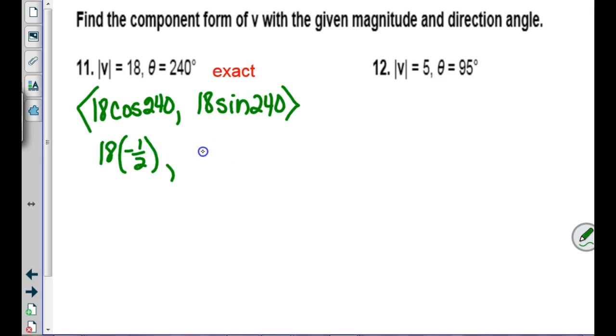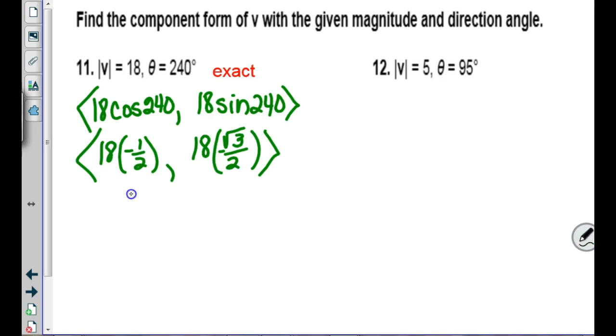And what is the sine of 240? Square root of 3 over 2. Did I get it right? Oh, yeah. I was in the wrong quadrant. Everybody good? So exactly, instead of typing that in our calculator, we use the unit circle.